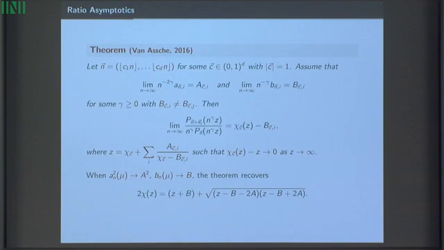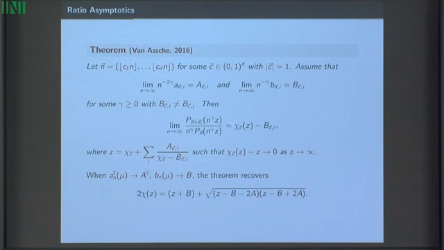Assume that along the sequence your recurrence coefficients have limits, and you can even allow them to grow, then you can scale them by an appropriate power of n, and the power we're going to call gamma. Then the multiple orthogonal polynomials satisfy this ratio asymptotics locally uniformly away from the real line, where the limit is given by a certain algebraic function.